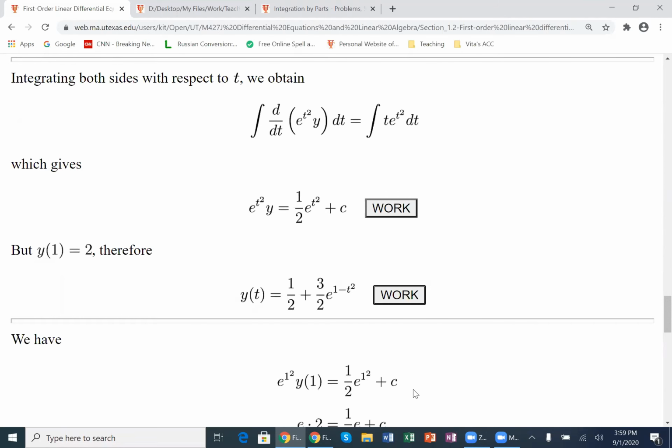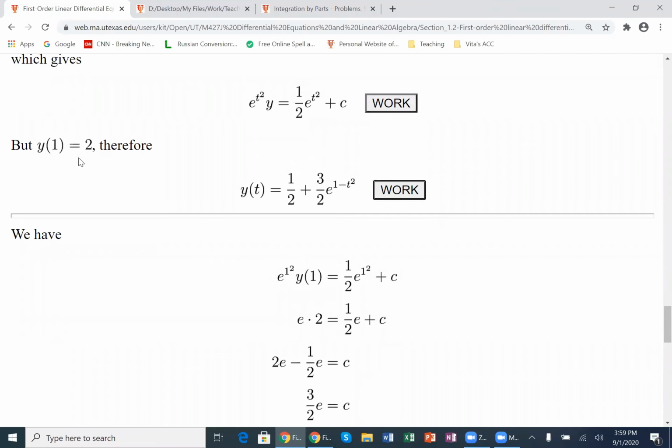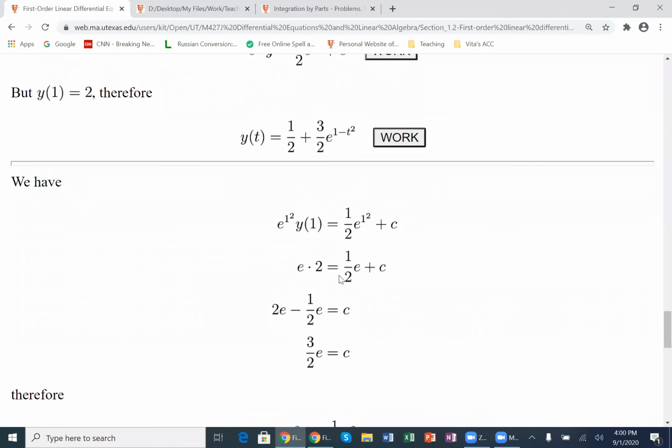Yes. Then, according to what is written here, y of 1 is equal to 2. So we replace y of 1 by 2. 1 squared is 1, and e to first power is e. Again, e to first power is e. Then move this to the left. Done. And 2e minus 1/2 e is 3/2 e. Did I answer your question? Yes, thank you. Any other questions?